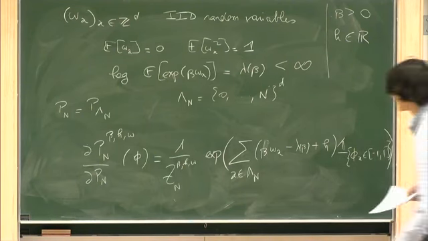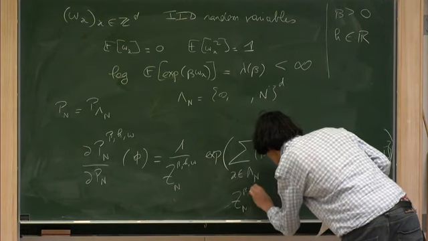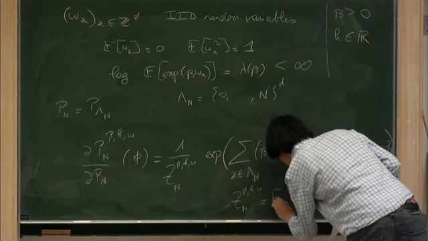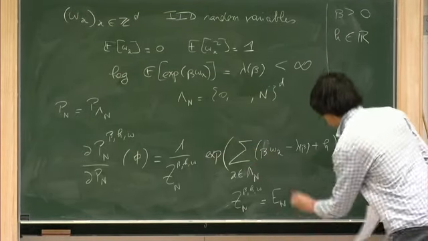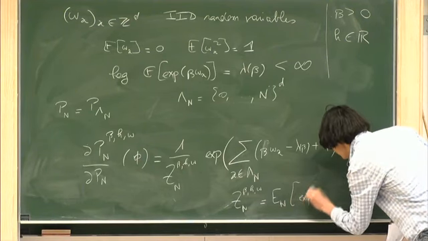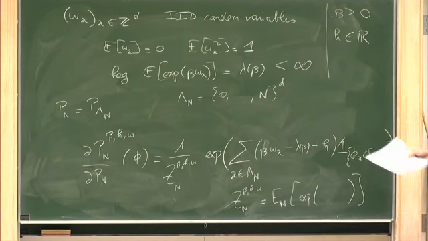And Zn is just the expected value with respect to Pn of this exponential thing, just to have a mean one. So, let me comment a bit on this expression.